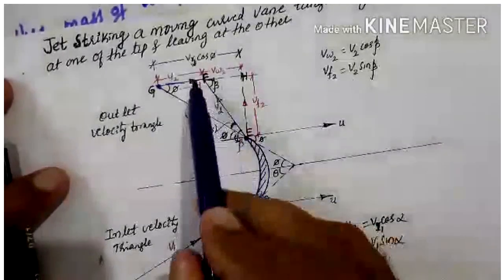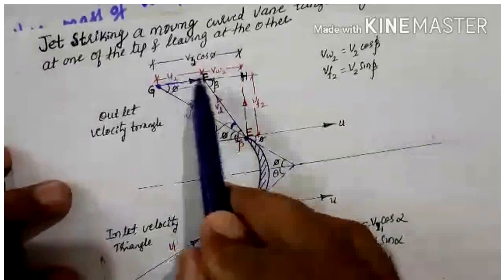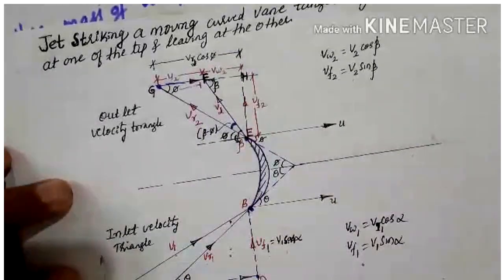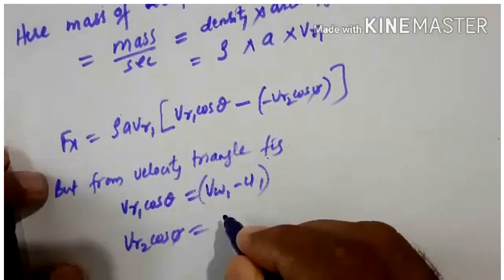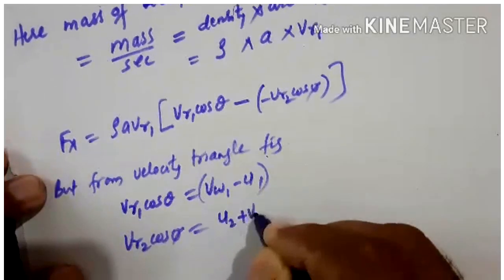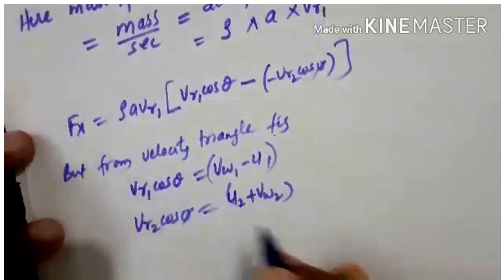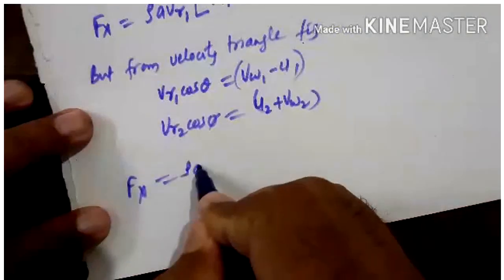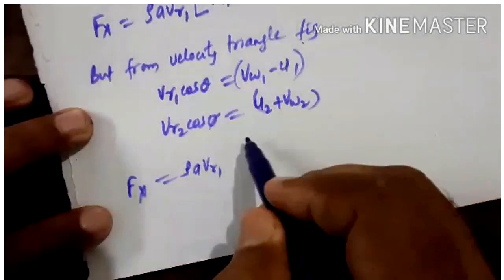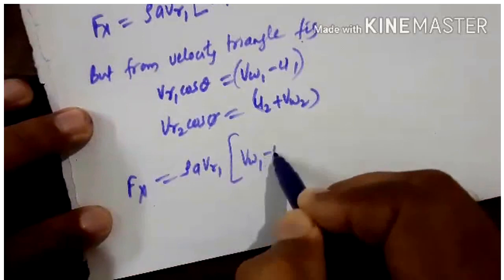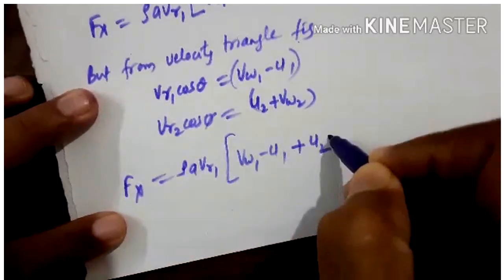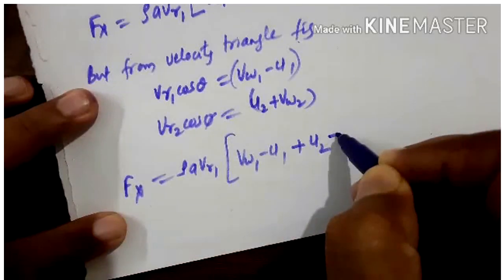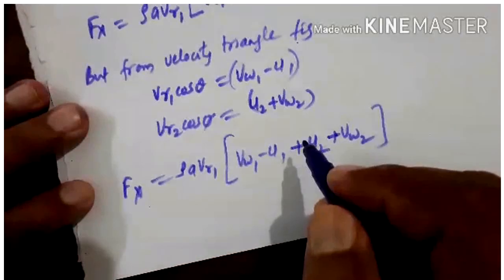That same VR2 cos pi I have written here is nothing but U2 plus VW2, from the outlet velocity triangle. Then substitute in the above equation, we get Fx equal to rho A VR1 into bracket VW1 minus U1, then plus U2 plus VW2.